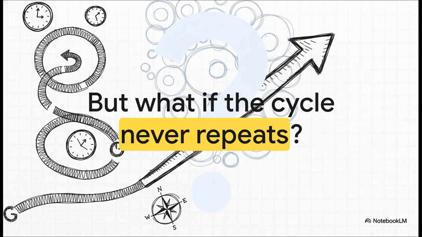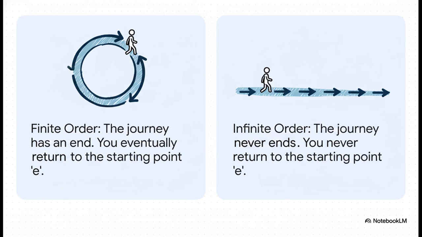This brings up a really interesting question, though. What if a cycle never actually repeats? I mean, what if you have a process that just keeps going and going and going forever without ever looping back to where you started? Well, the textbook has an answer for that too. An element can have a finite order, which means it repeats, or it can have an infinite order, meaning it just goes on forever. You can think of it like the difference between a round-trip flight and a one-way ticket to somewhere you've never been.